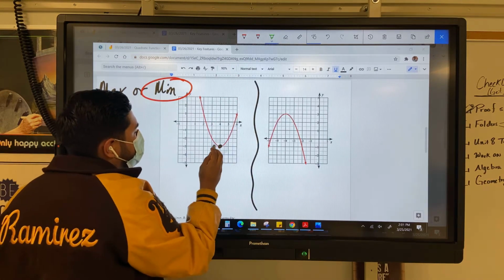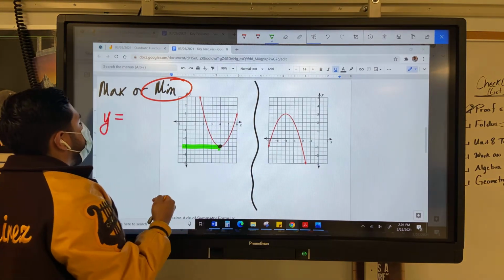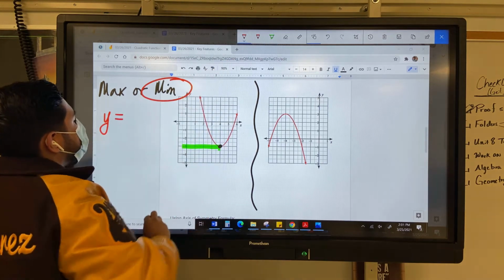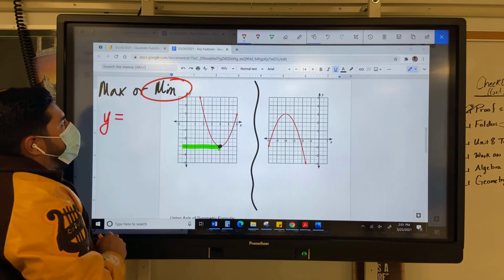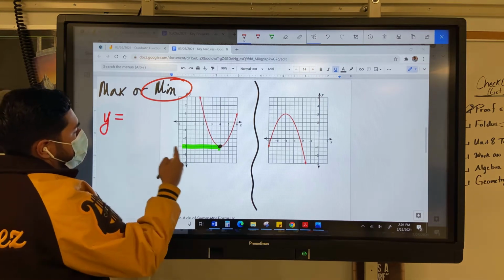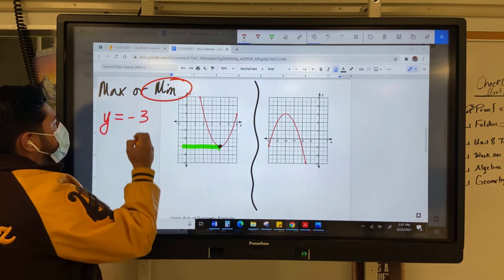If you're already watching this video, hopefully you identified the vertex. After you do the vertex, we should be able to determine that it's on the bottom portion of this parabola, which makes it a minimum value of y equals -3.